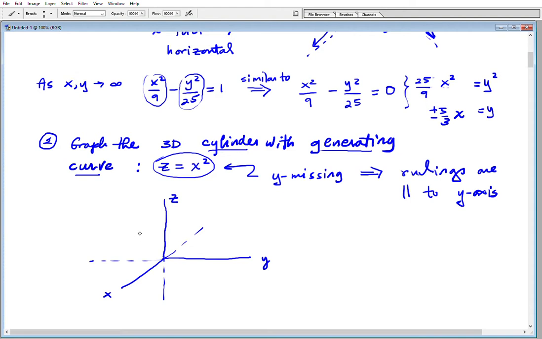Let's graph z equal x squared, and we have this parabola. So here's part of it we can visualize, in our visible part, and then part of it goes behind the YZ plane. The YZ plane coincides with our whiteboard. Okay. So this is the curve z equal x squared.